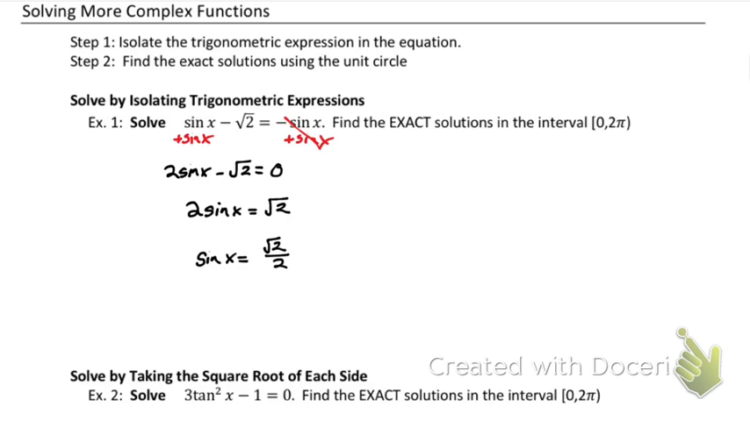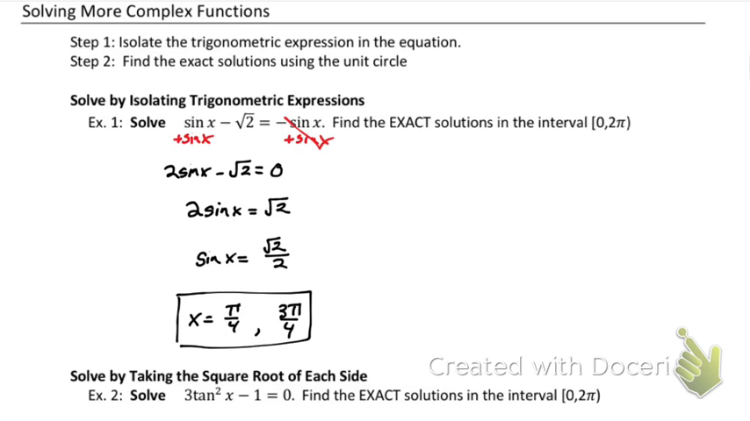Theo. Pi over 4 and 3 pi over 4. Say that one more time. Pi over 4 and 3 pi over 4. Yep, pi over 4 and 3 pi over 4. If you don't agree with Theo, make sure you check your unit circle. You can have your unit circle out. I'm not testing you on your unit circle knowledge right now. I'm testing you on how you can read your unit circle.